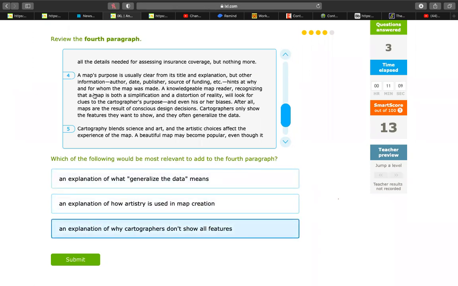So let's look. Recognizing the map is both a simplification and distortion of reality, we look for clues to the cartographer's purpose and even his or her bias. After all, maps are a result of conscious design decisions. Cartographers only show the features they want to show, and they often generalize the data. An explanation of why cartographers don't show all features. I think that's our best addition to it. Let's see. It's either that or A.